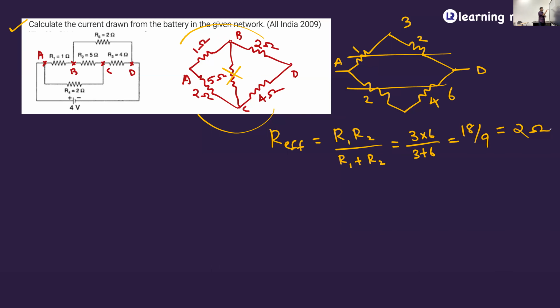Right? But the question is, what is the current supplied by the battery? So I is equal to V, that is 4, divided by R effective, which is 2. So the answer will be 2 ampere. Okay.